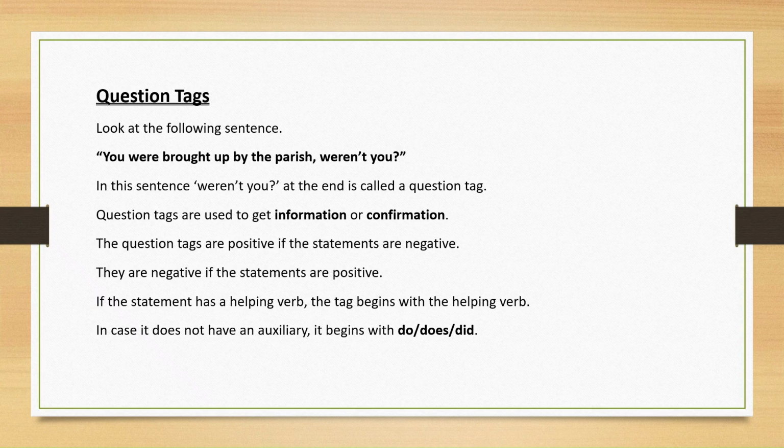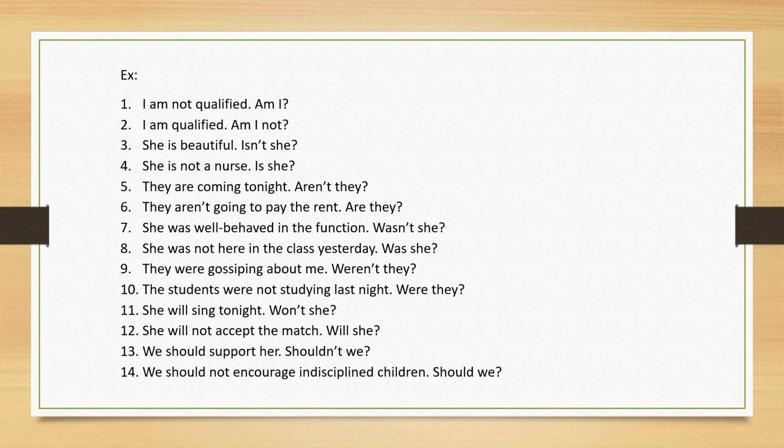If the statement has a helping verb, the tag begins with the helping verb. In case it does not have an auxiliary or helping verb, it begins with do, does, or did. I am not qualified, am I? I am qualified, am I not?